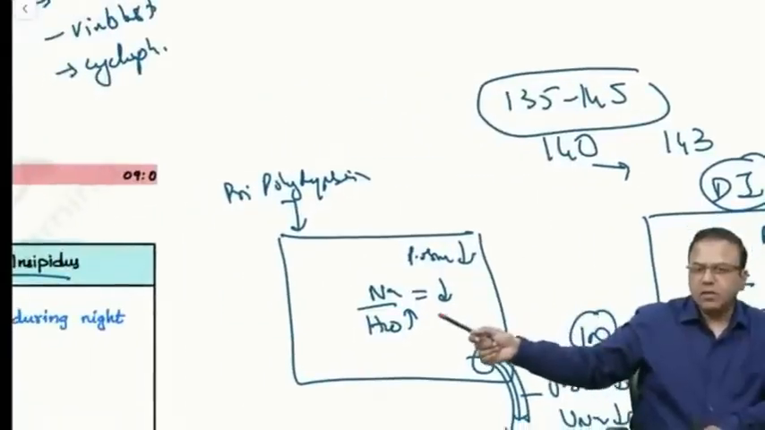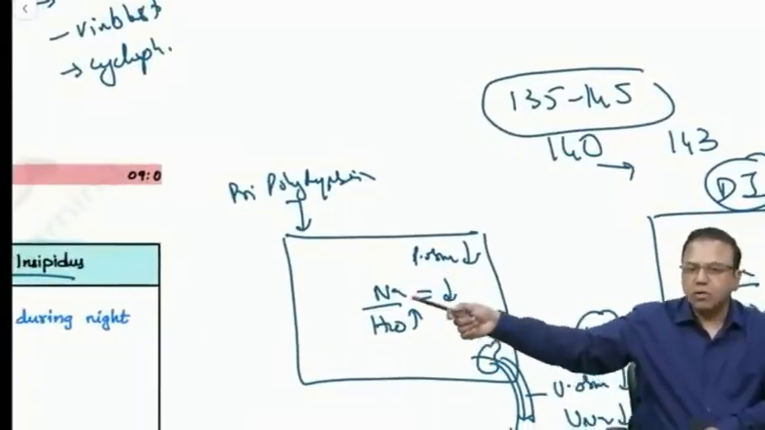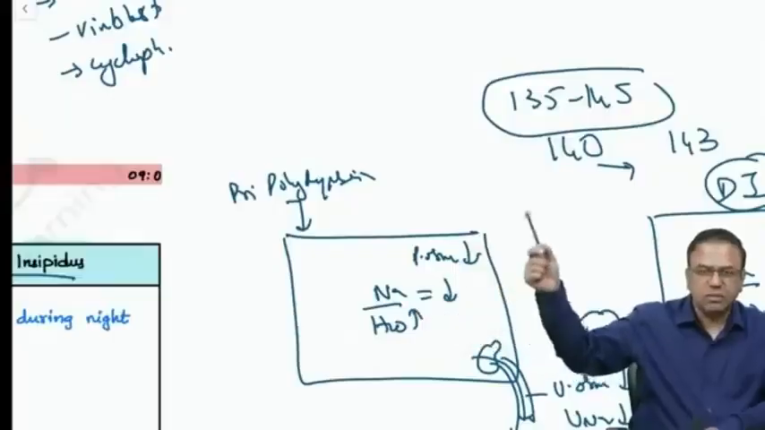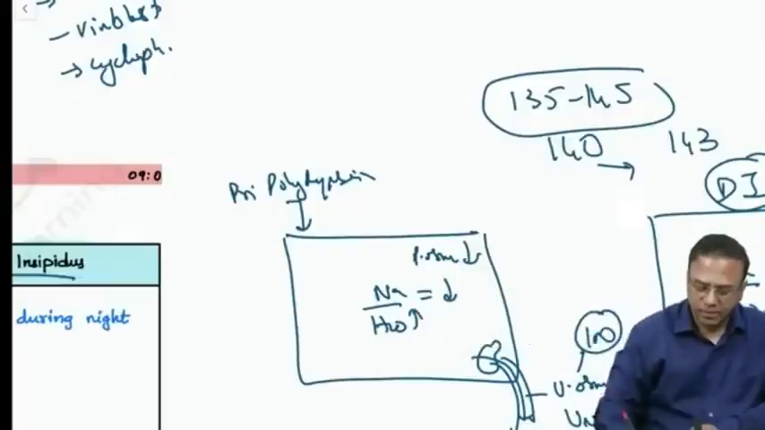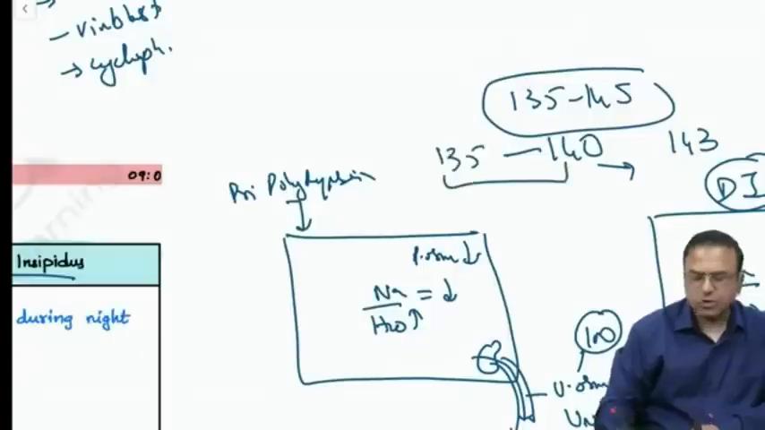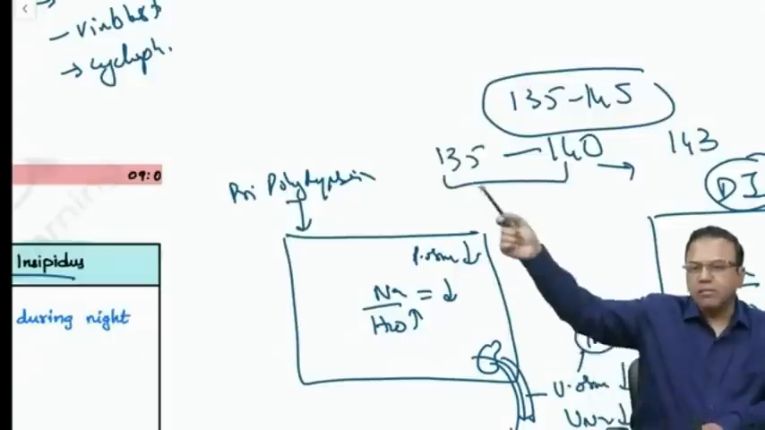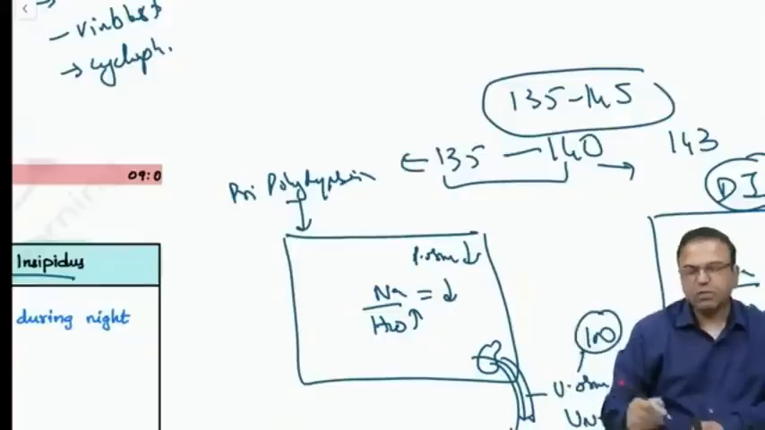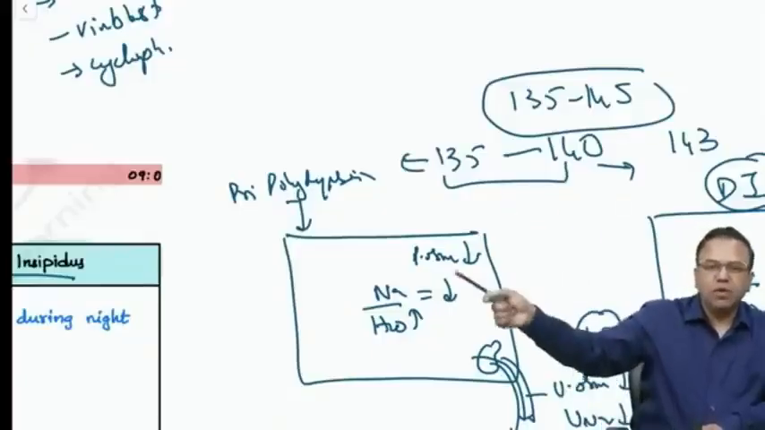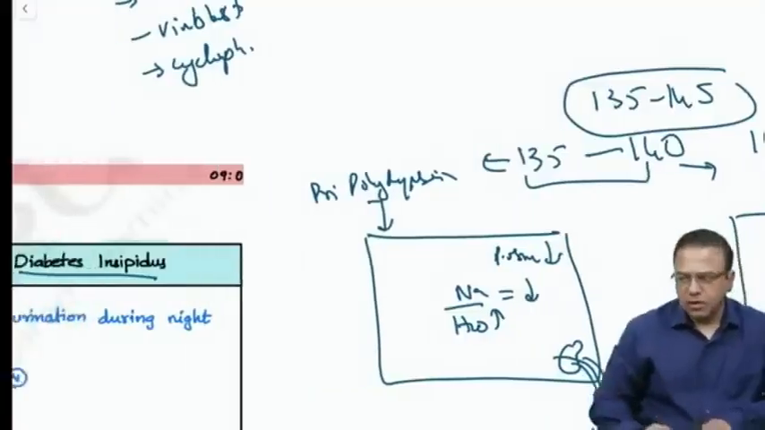In this condition, when the patient goes on drinking too much water, he'll dilute the plasma sodium. So sodium starts coming down closer to 130, somewhere this side of 140. Somewhere in this range you will see 135 to 140 typically, or it may be below 135 also, but definitely below 140 is more likely to be primary polydipsia.